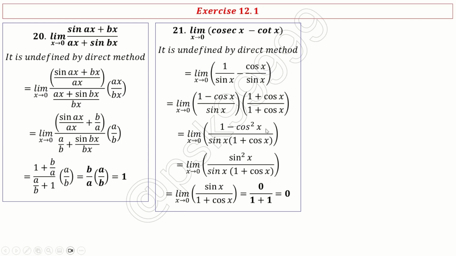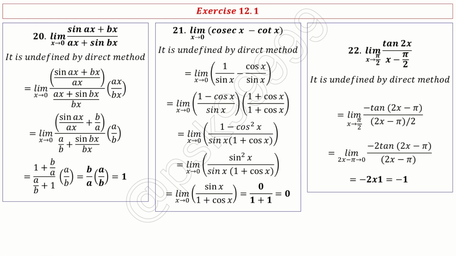So it will become (1 minus cos square x) divided by sin x into (1 plus cos x). Now 1 minus cos square x is nothing but sin square x, because sin square x plus cos square x equals 1. Now sin x and sin x I can cancel. So I am left with limit x tends to 0, sin x by (1 plus cos x). Denominator is not 0, it will become 2, but numerator is 0, so answer is 0. 0 doesn't mean it's not defined; limit is defined, limit value is 0.